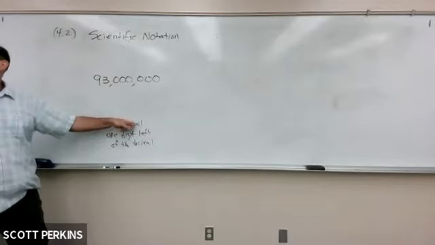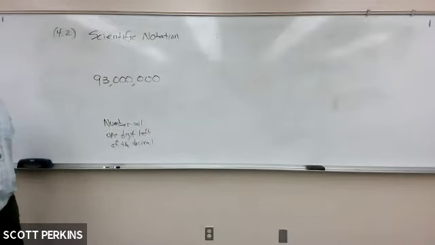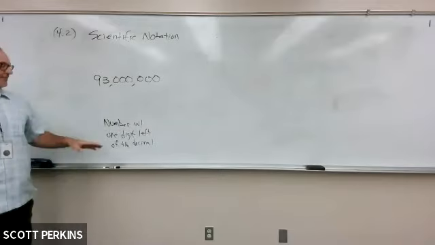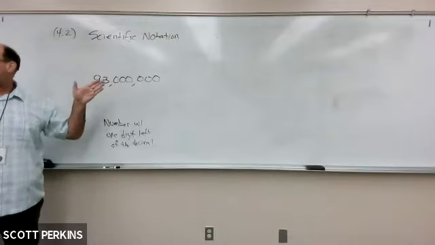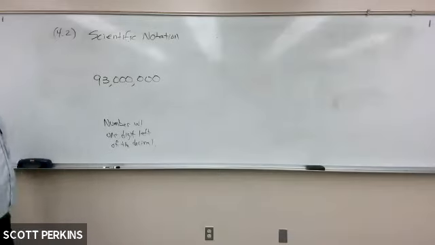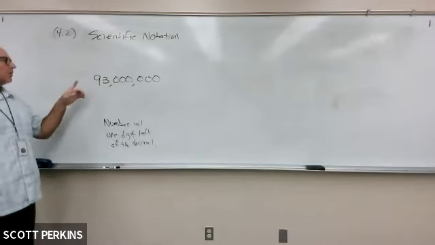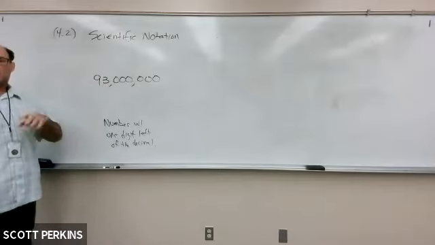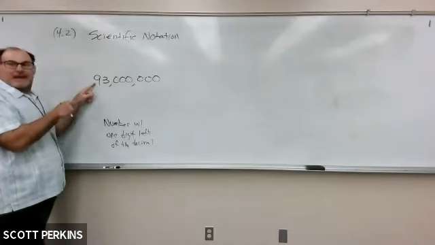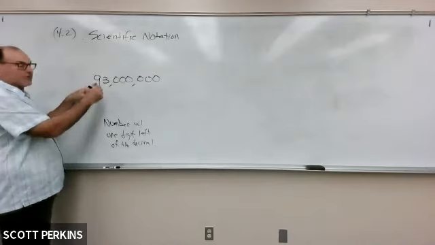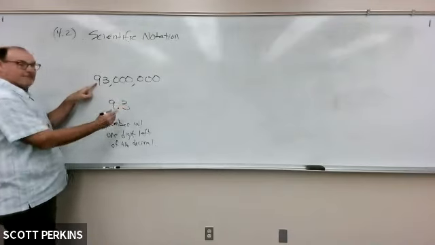Scientific notation says a number with one digit to the left of the decimal. So you're going to have the number 1 through 9, not 0, one digit, 1 through 9 to the left of the decimal place. So here's what I'm going to do. I want my decimal for 93 million. I just want to have one digit to the left of the decimal place. So that digit is going to be 9. So my number here is going to be 9.3.